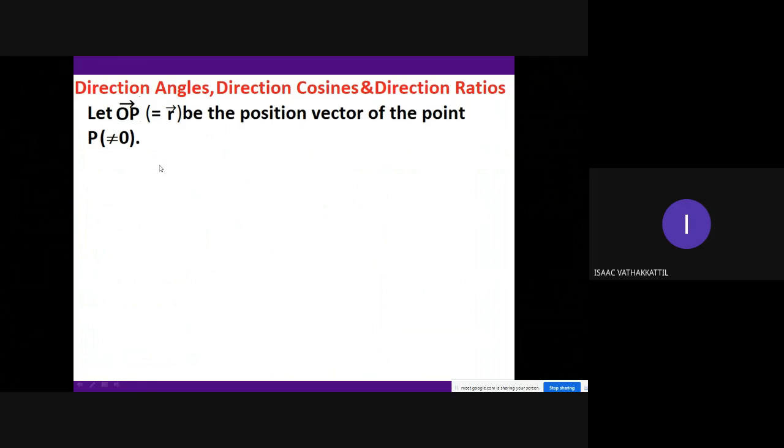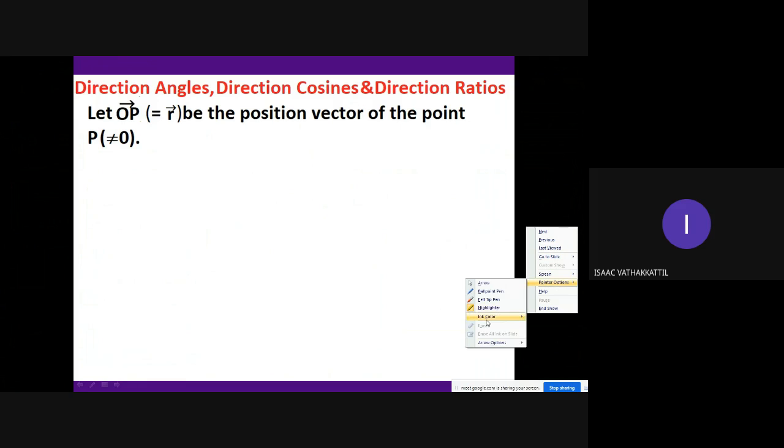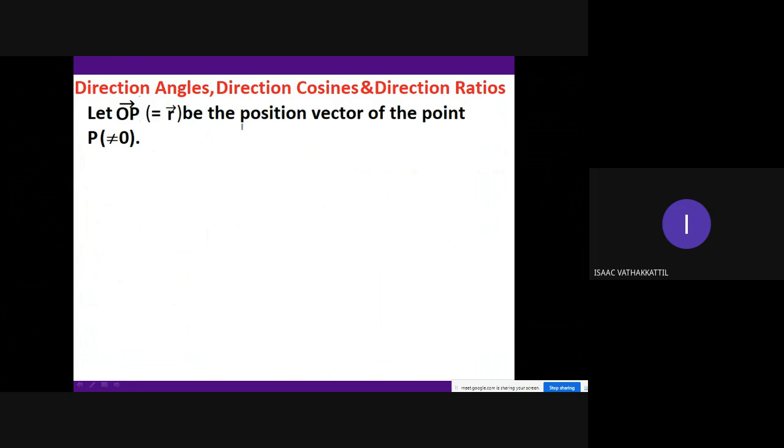Direction angles, direction cosines, and direction ratios, very important points. Suppose P is any point and OP is the position vector of the point P. Remember, when P is a point in R3, vector OP is called the position vector of the point P. Position vector simply means the vector due to the position of the point P, that is vector OP.